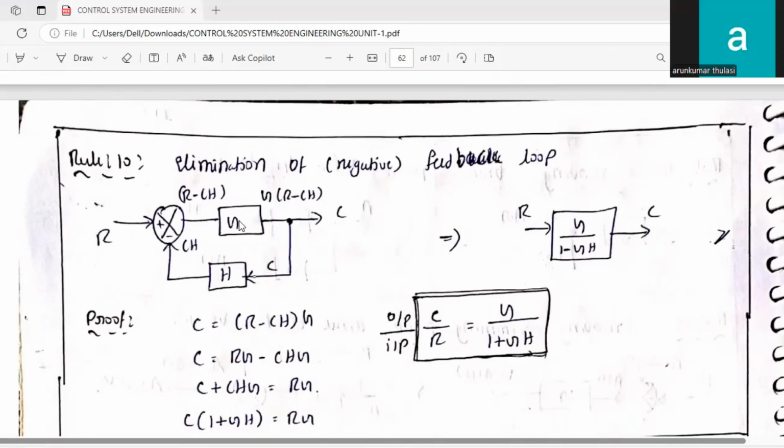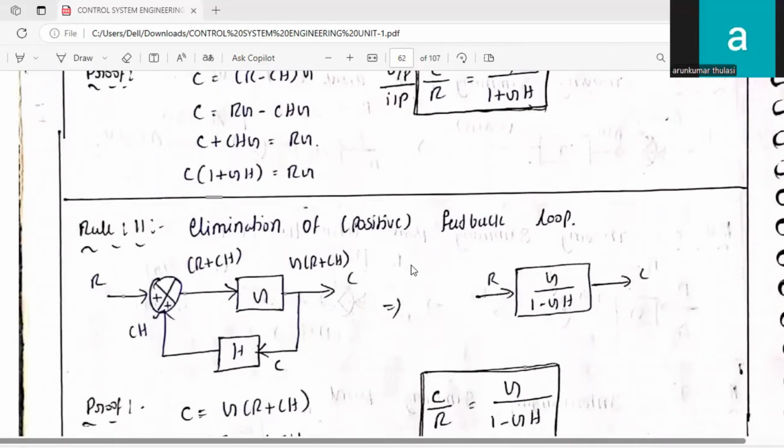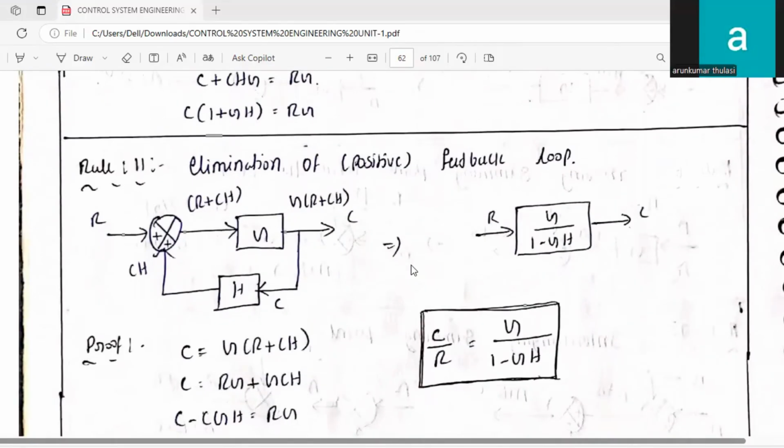Here G is the forward path gain and H is the feedback gain. R and C are the input and output. Now, by simplifying this equation, we get the transfer function C by R equals G divided by 1 plus GH. We obtained this equation by solving this simple modification. Now, rule number 11, elimination of positive feedback loop. Here, the feedback is added with the positive sign. That's why it is called a positive feedback loop. And its transfer function we can write as G divided by 1 minus GH.